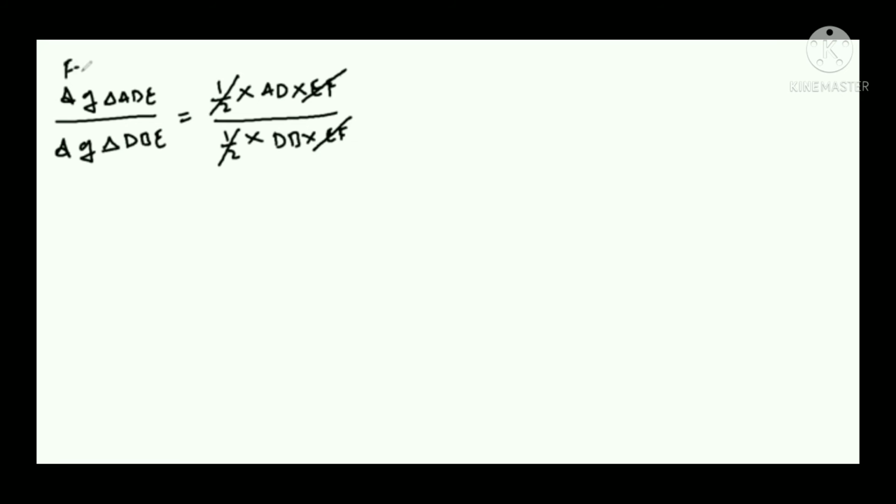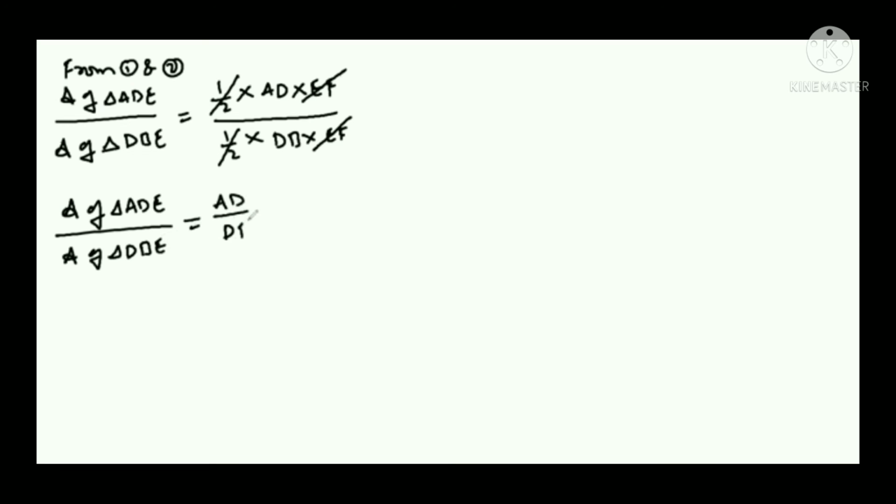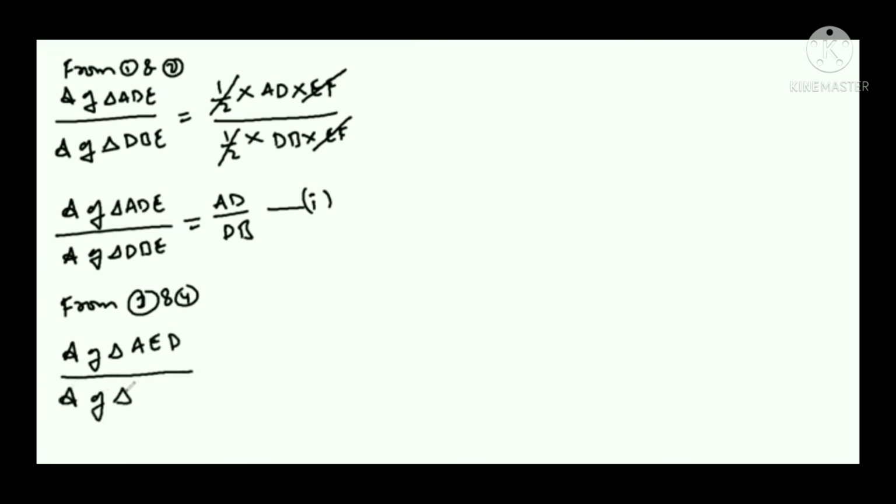That means, from 1 and 2, area of triangle ADE divided by area of triangle DBE is equal to AD divided by DB. So you take this as 1. And next, from 3 and 4, you also have to divide area of triangle AED, sorry, AED, divided by area of triangle ECD.